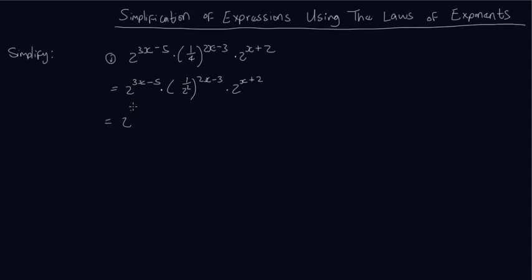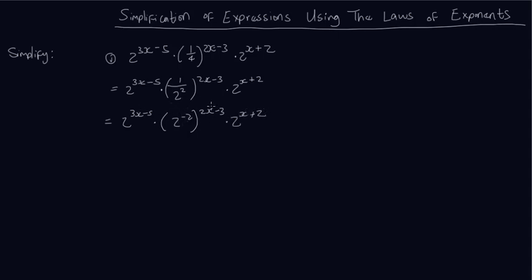And then 2 to the 3x minus 5 and then times. Look carefully. So 1 over 2 to the 2. We change this into 2 to the minus 2, because we are working with fractions, and fractions sometimes confuse us. So 2 to the minus 3 times 2 to the x plus 1 plus 2.